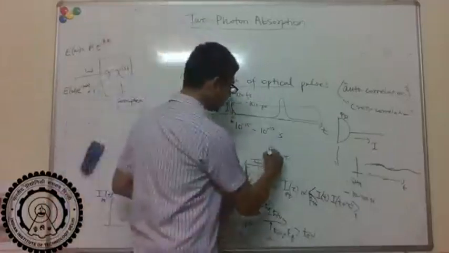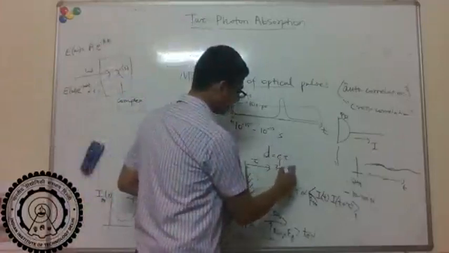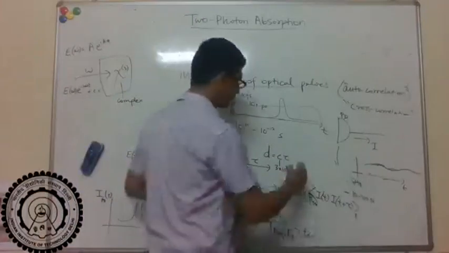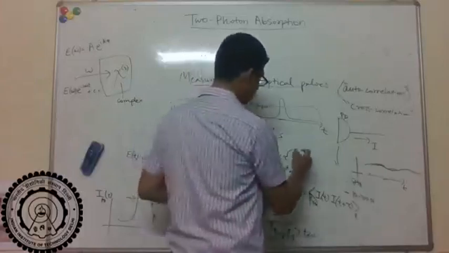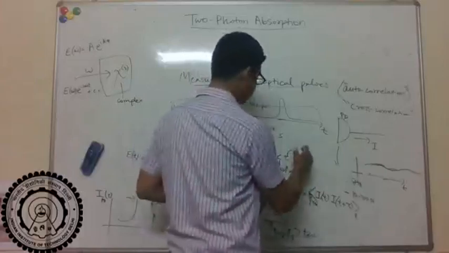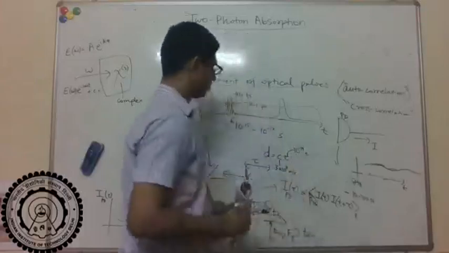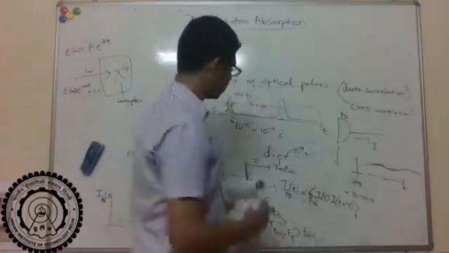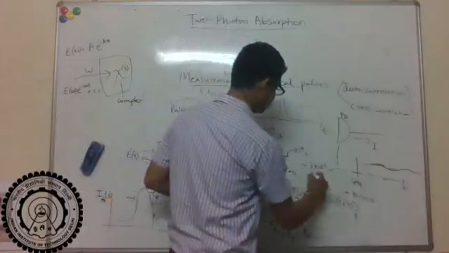Because c is so large, right, 3 times 10 to the 8 meters per second. So let's say I take tau as 10 femtoseconds, so 10 to the minus 14 seconds. You can see the distance I need to move is about 3 times 10 to the minus 6 meter, or 3 microns.